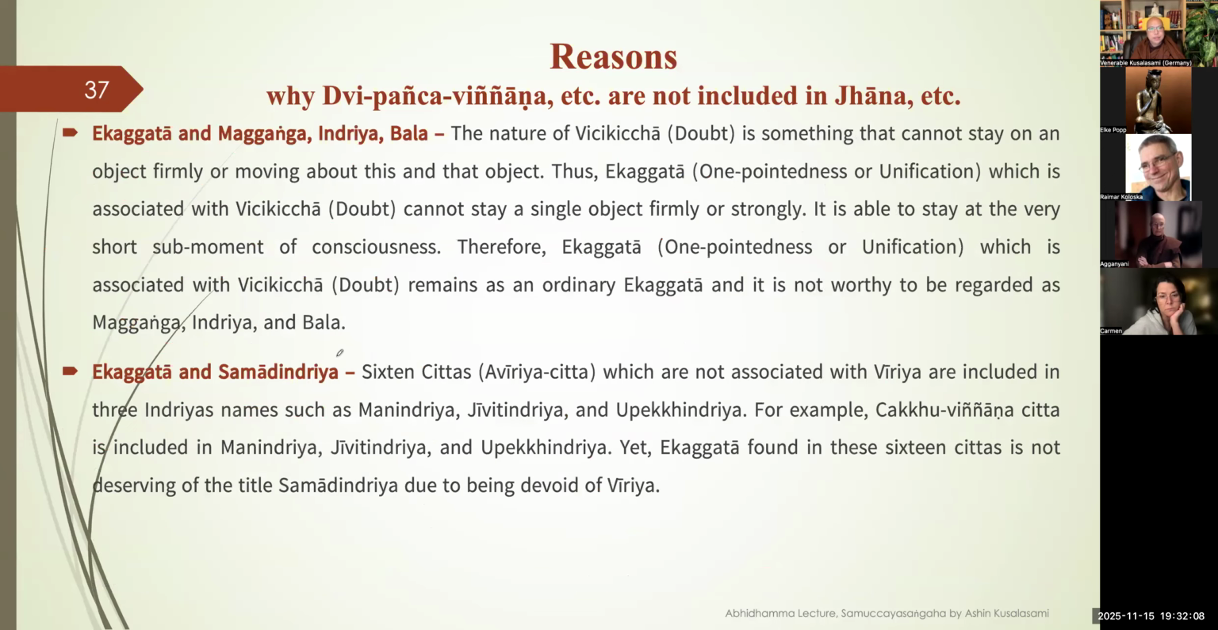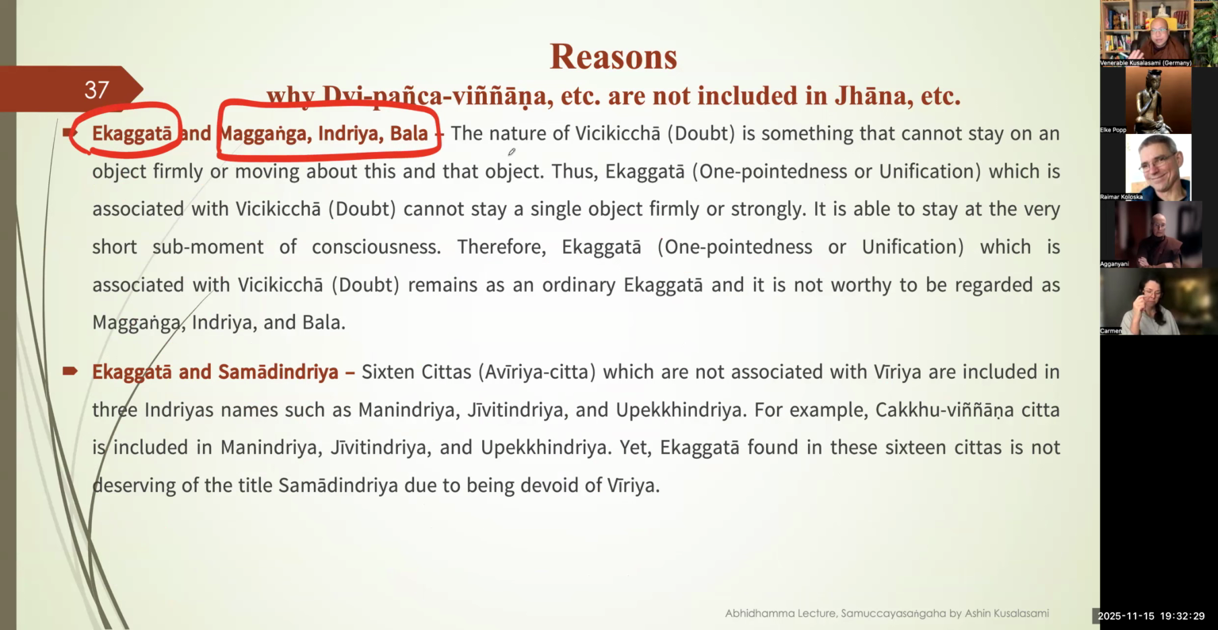Okay. And next, Ekagata and Magga, Indriya, and Bala. So Indriya too, you haven't learned. So again, let's look at here. The nature of Vicikiccha, doubt, is something that cannot stay on an object firmly, and it is always moving about this and that. Thus, Ekagata, which is associated with Vicikiccha, cannot stay on a single object strongly. It is able to stay only for a very short moment of consciousness. Therefore, Ekagata associated with Vicikiccha remains an ordinary Ekagata. It is not worthy to be regarded as Magga, Indriya, and Bala.